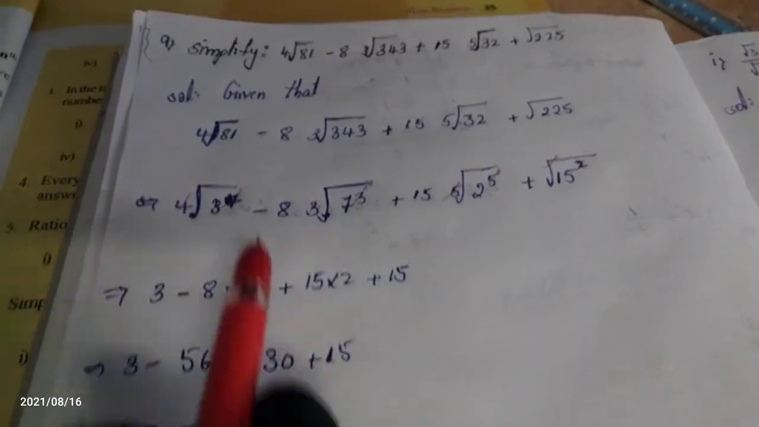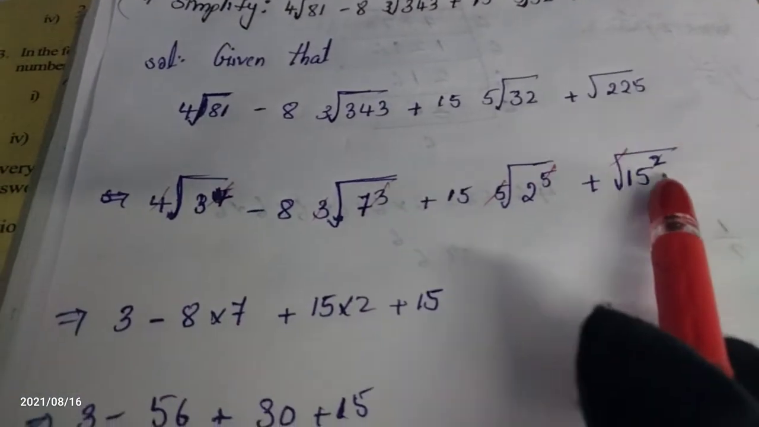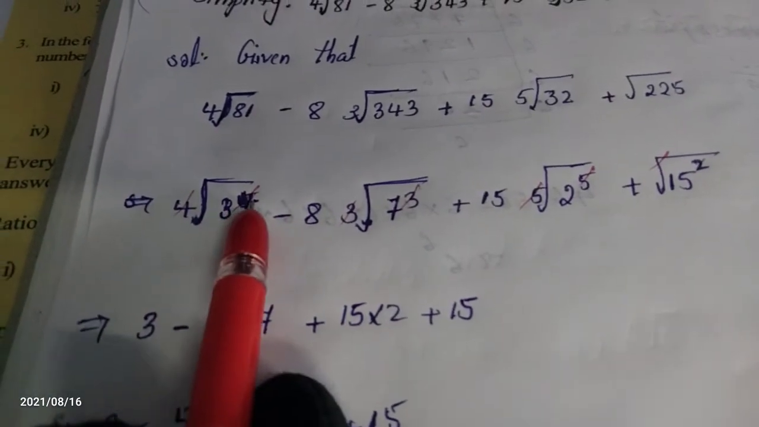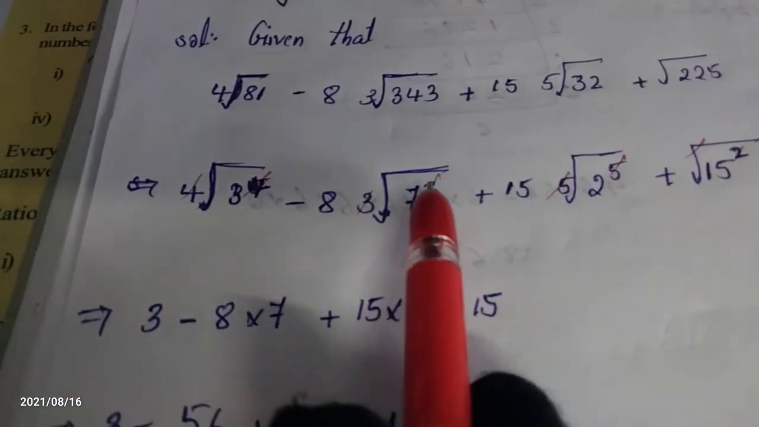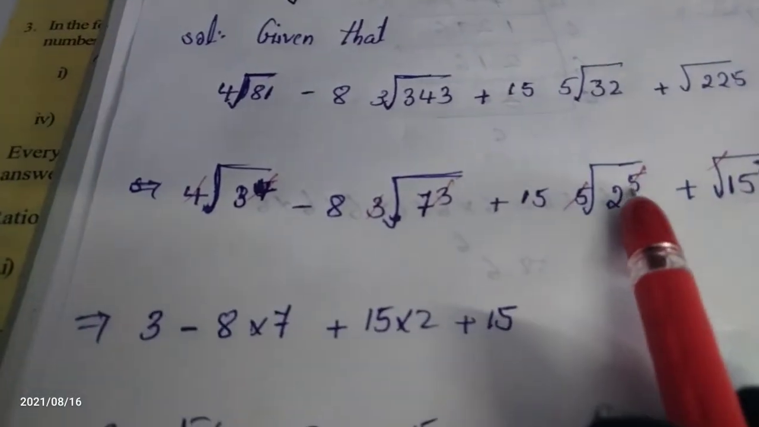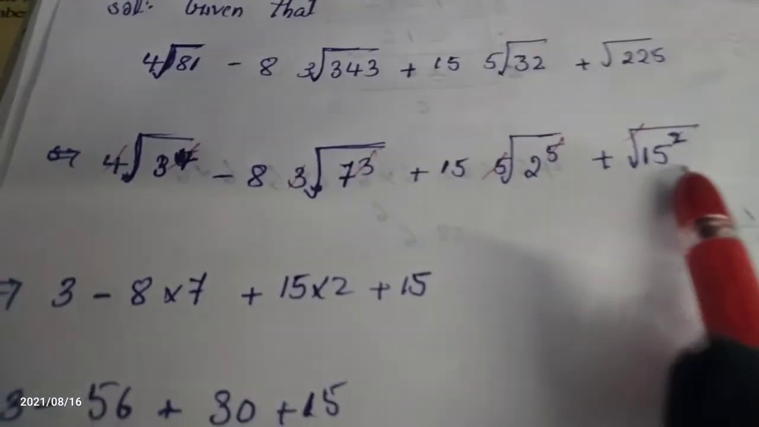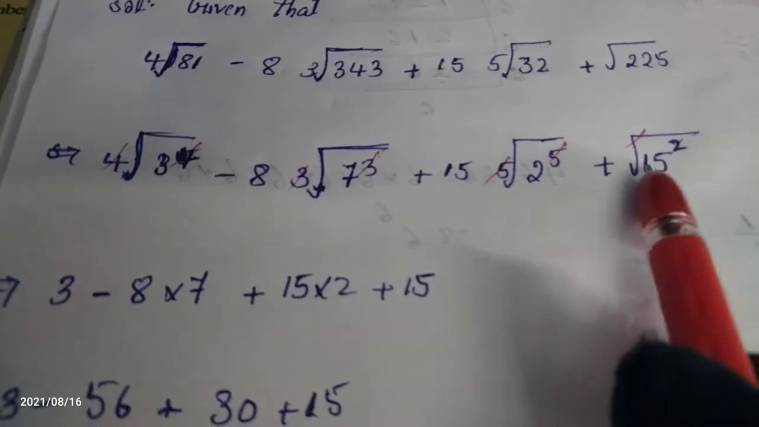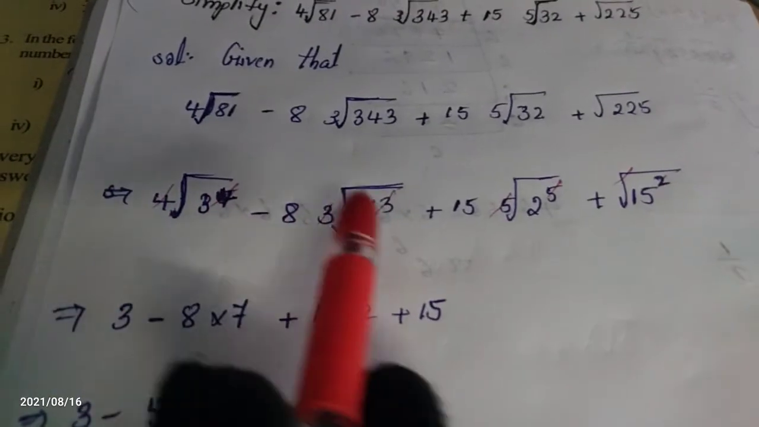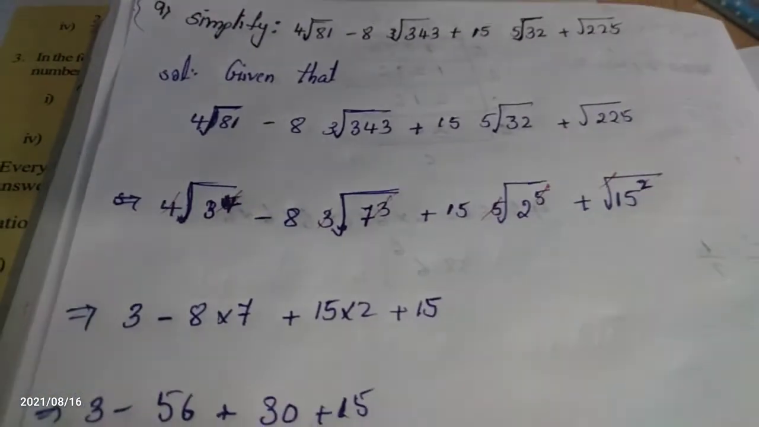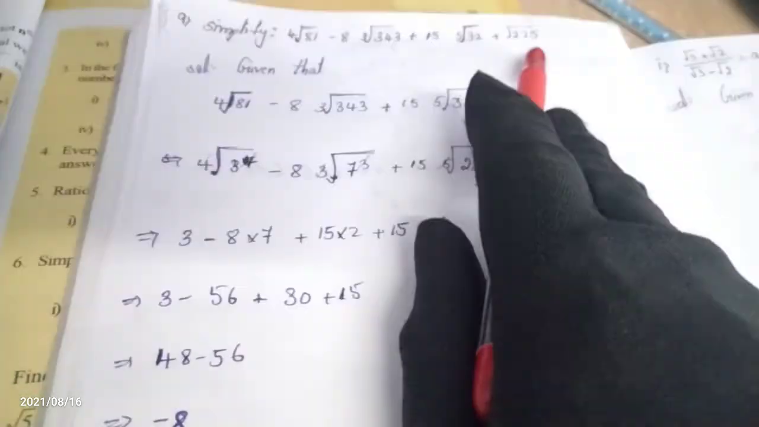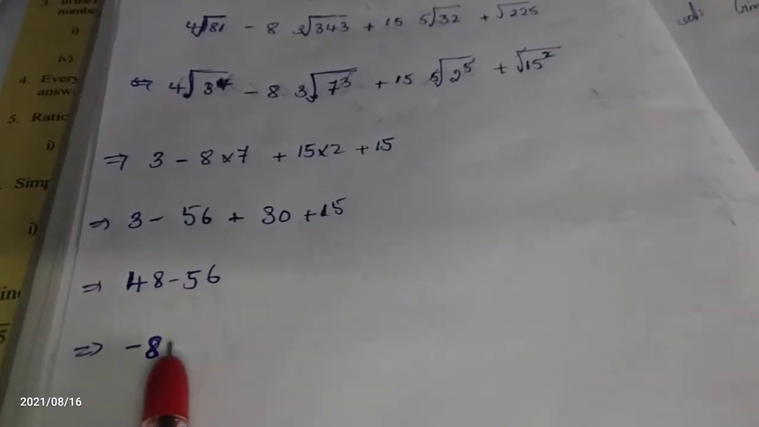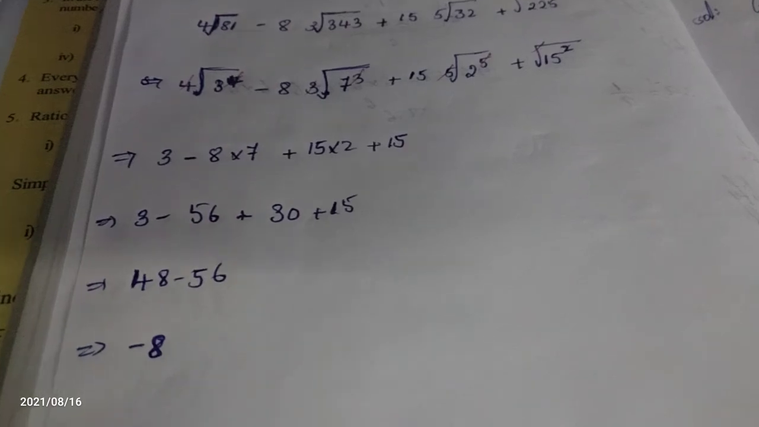This is a simple one. In the first step you have to remember that 81 can be written as 3 to the power of 4, 343 can be written as 7 cube, 32 can be written as 2 to the power of 5, and 225 can be written as 15 square. This value we get with the help of LCM. After simplification, the expression answer is minus 8. This is our answer.